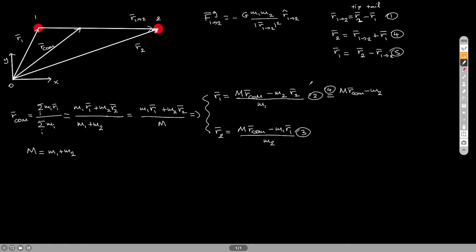And I'm going to replace R2 with what I have here. So it will be R from 1 to 2 minus M2 R1, and all of this will be divided by M1. Now, moving on.